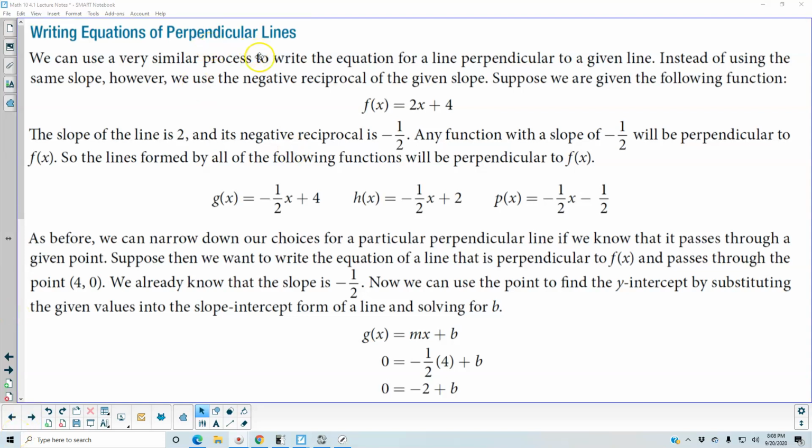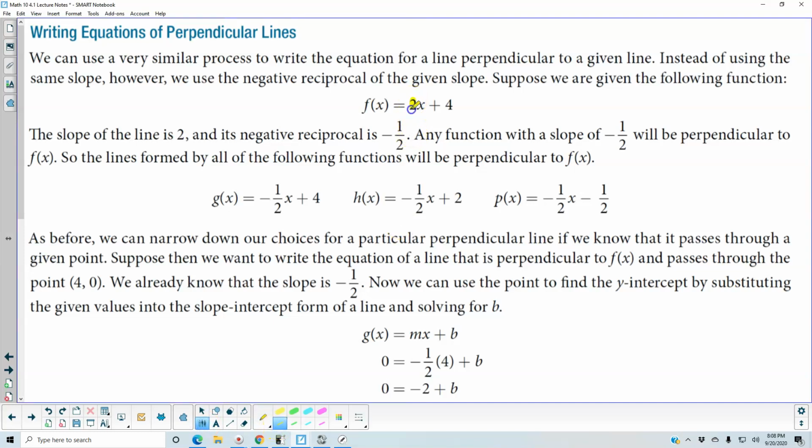Writing equations of perpendicular lines. We can use a very similar process to write the equation for a line perpendicular to a given line. Instead of using the same slope, however, we use the negative reciprocal of the given slope. So suppose we are given the following function, f of x is equal to 2x plus 4.